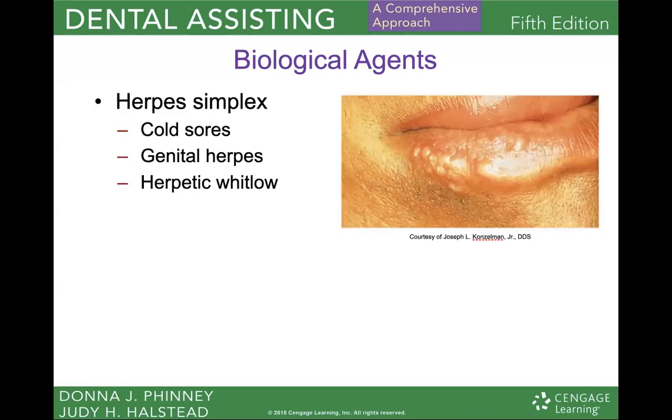Herpes simplex, well, there's a couple different types. We have type 1, which is above the waist. It's usually in the form of a cold sore called herpes labialis, which is what we see here in the picture. Type 2 is below the waist, commonly called genital herpes. Herpetic whitlow is a crusting ulceration on the fingers or hands that is extremely painful, and dental assistants must exert extreme care while working with patients who have herpes.